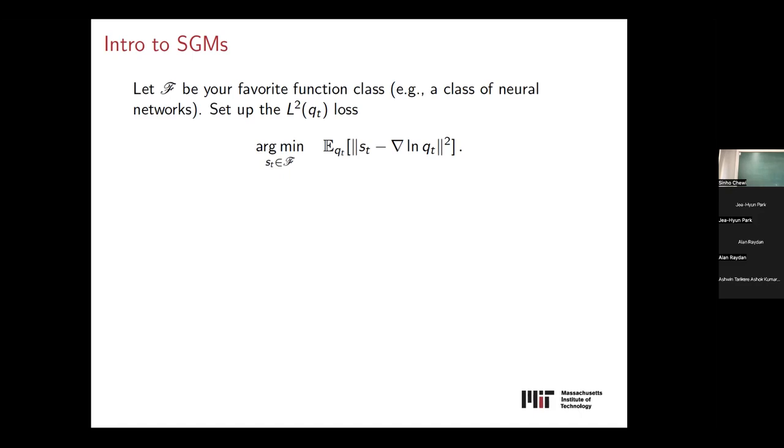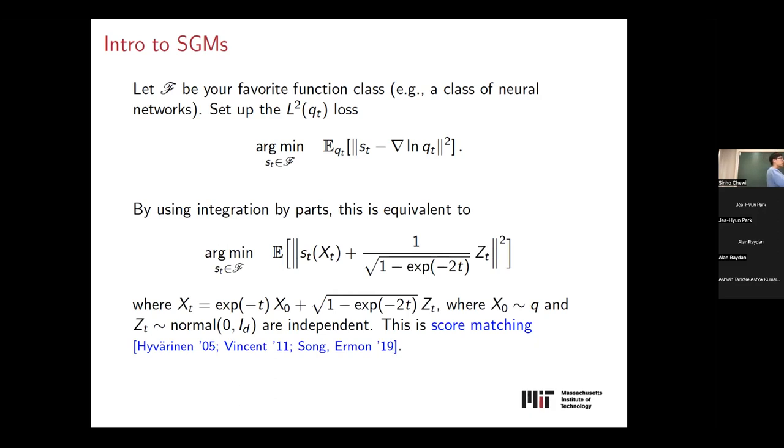But this objective we still can't use in practice yet, because we don't know how to evaluate grad log Qt. But there's an integration by parts trick. Integration by parts is one of the most powerful tools. When you apply it in a clever way, you can reformulate this objective as this objective. Here x0 is a sample from Q. Think of x0 as an image, a natural image.